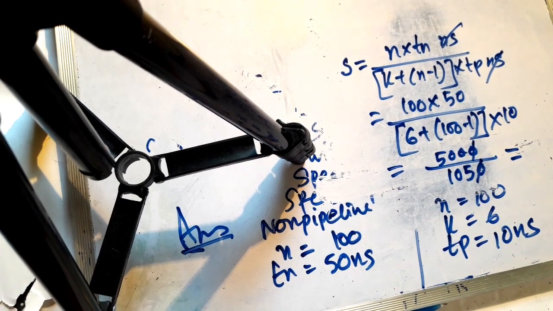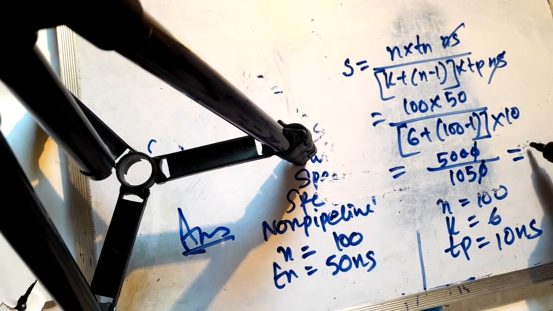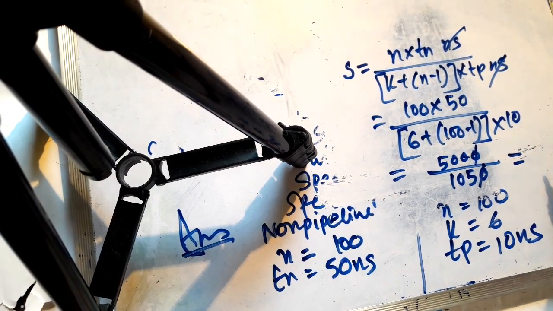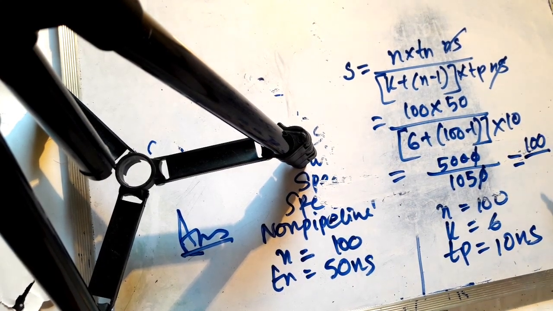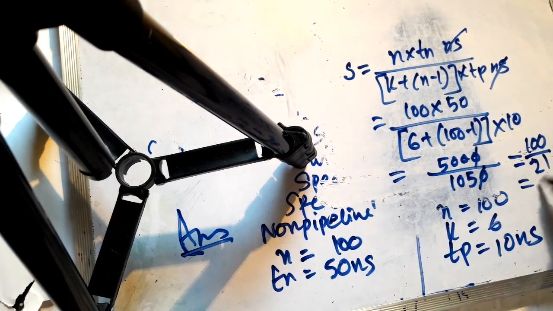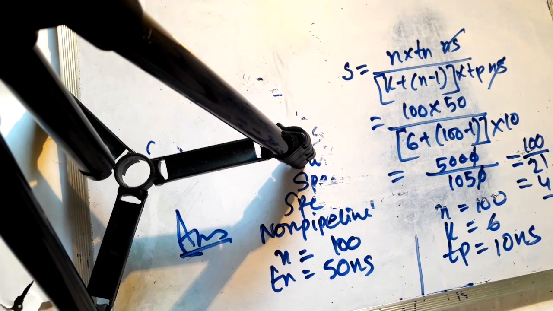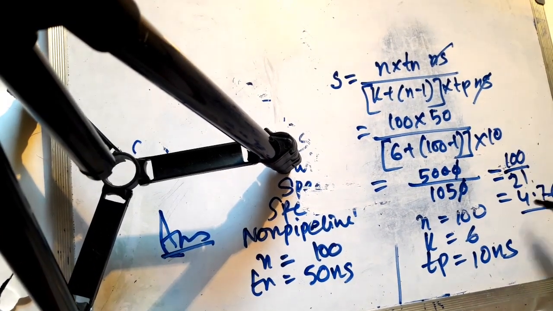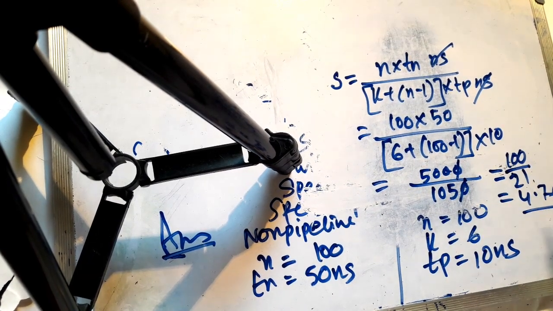Now 1050, we have to calculate these values. After calculating these values with the help of a calculator, 5000 divided by 1050 is equal to 4.76 something. So 4.76, you can calculate this value with the help of a calculator. This is the speed up ratio.